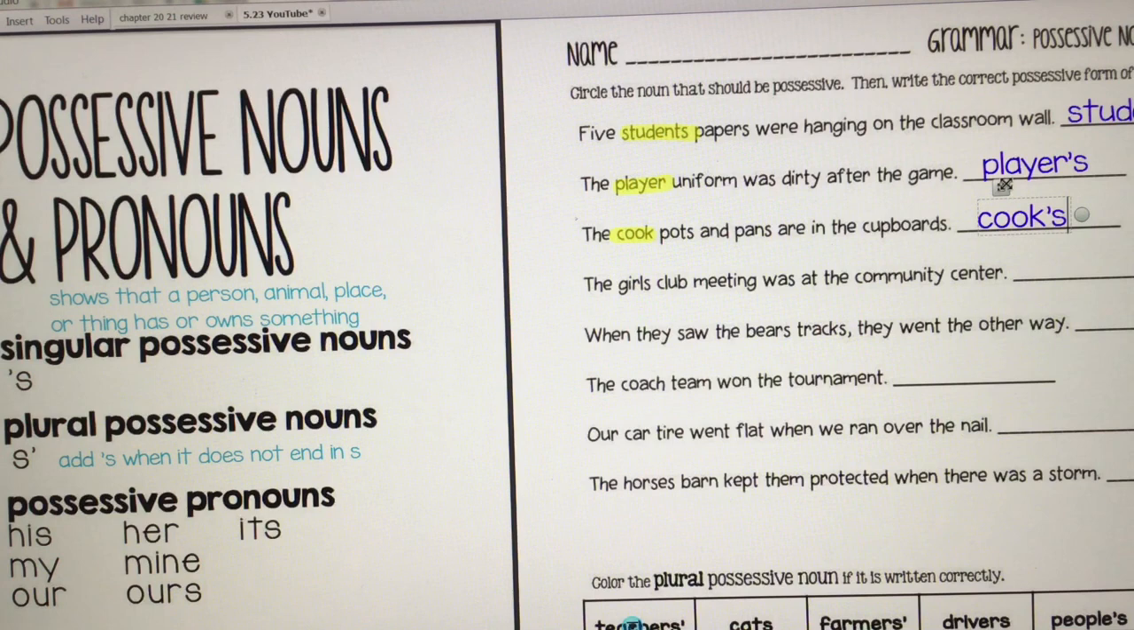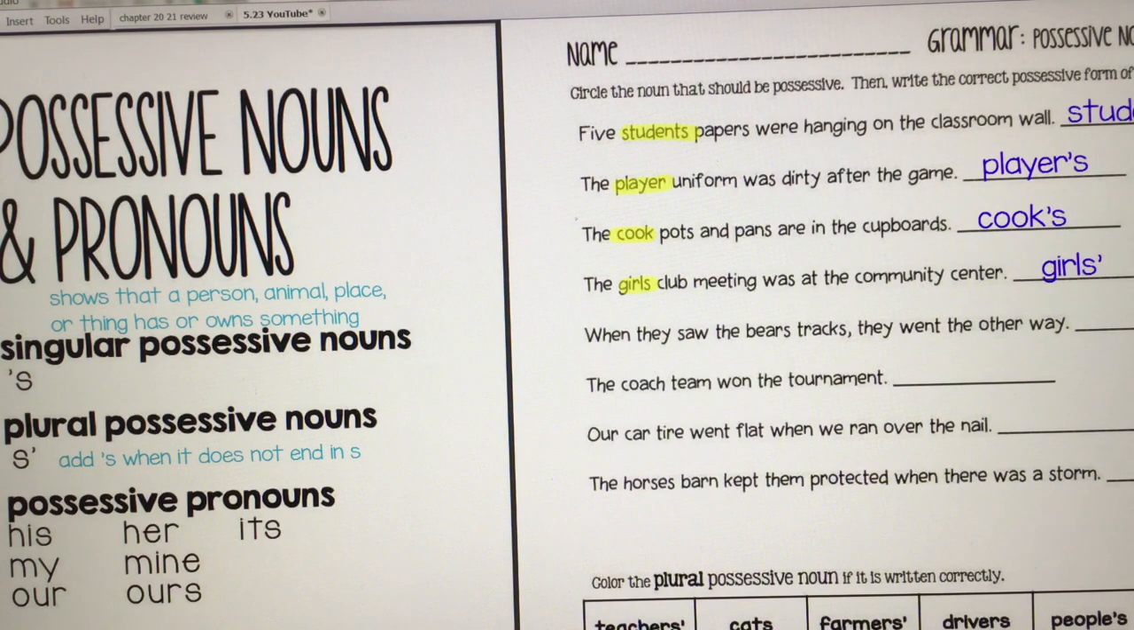The next one, the girls club meeting was at the community center. Whose meeting? The girls, meaning it's already plural. So remember, when it's already plural, that is when we're going to add an apostrophe after the S, because we can't do S apostrophe S. That doesn't look right.